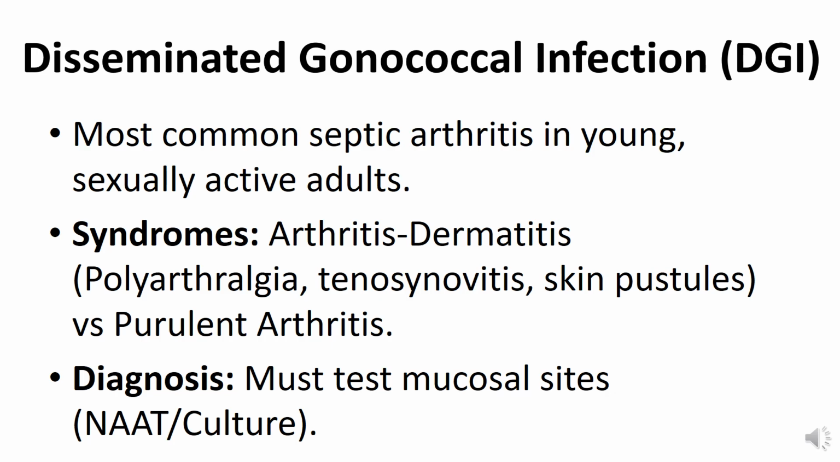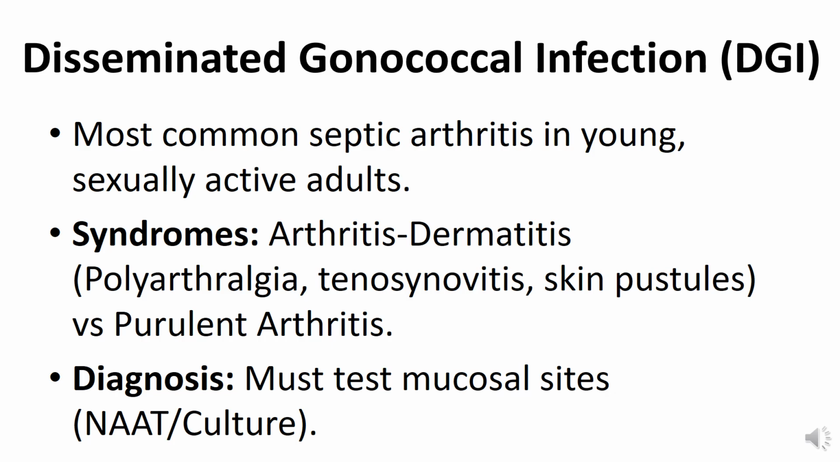Disseminated gonococcal infection, often abbreviated as DGI, is an important cause of septic arthritis that every healthcare professional should recognize. Although many people associate gonorrhea only with localized genital infections, the bacteria can sometimes spread through the bloodstream and affect distant parts of the body, including the joints, skin, and tendons.